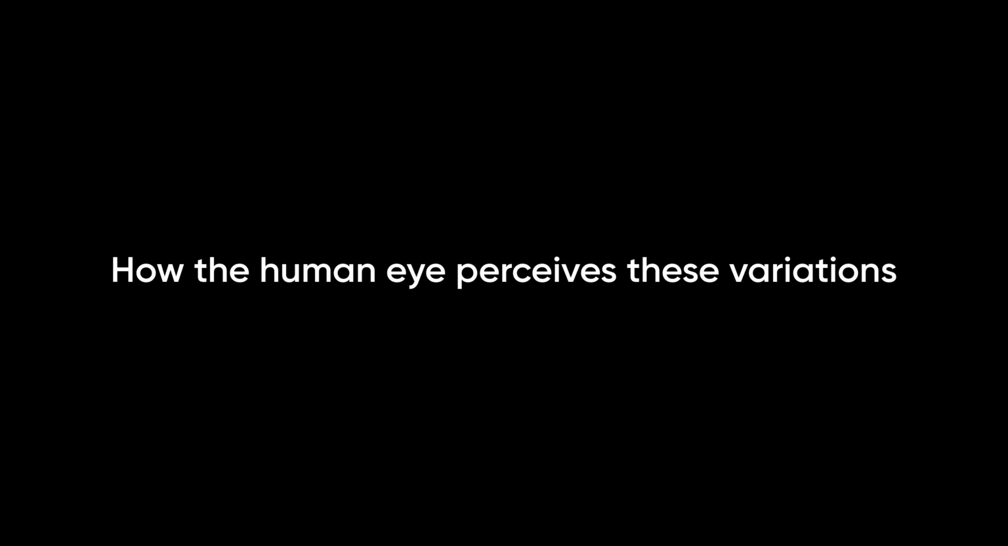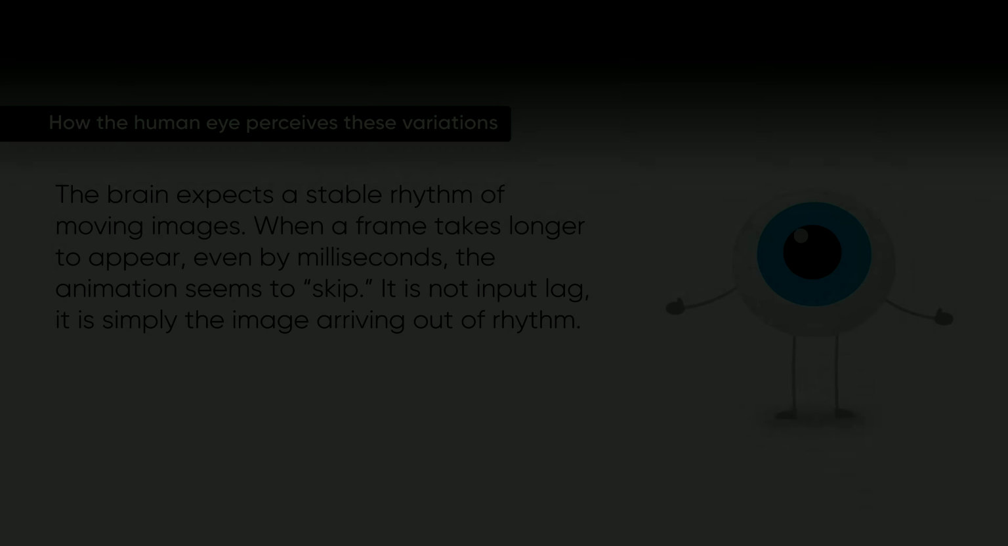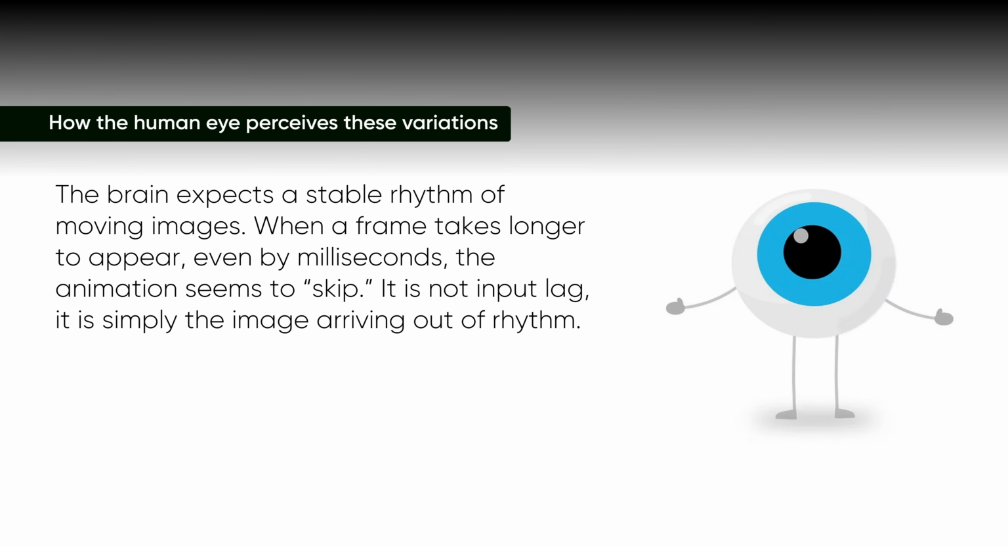How the human eye perceives these variations. The brain expects a stable rhythm of moving images. When a frame takes longer to appear, even by milliseconds, the animation seems to skip. It is not input lag, it is simply the image arriving out of rhythm.